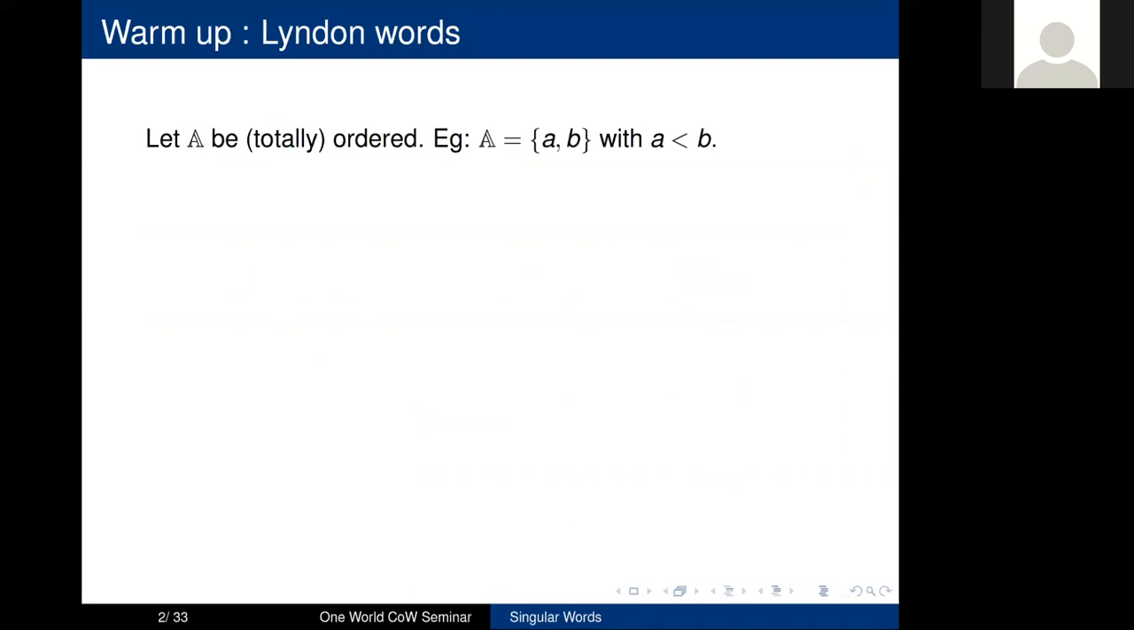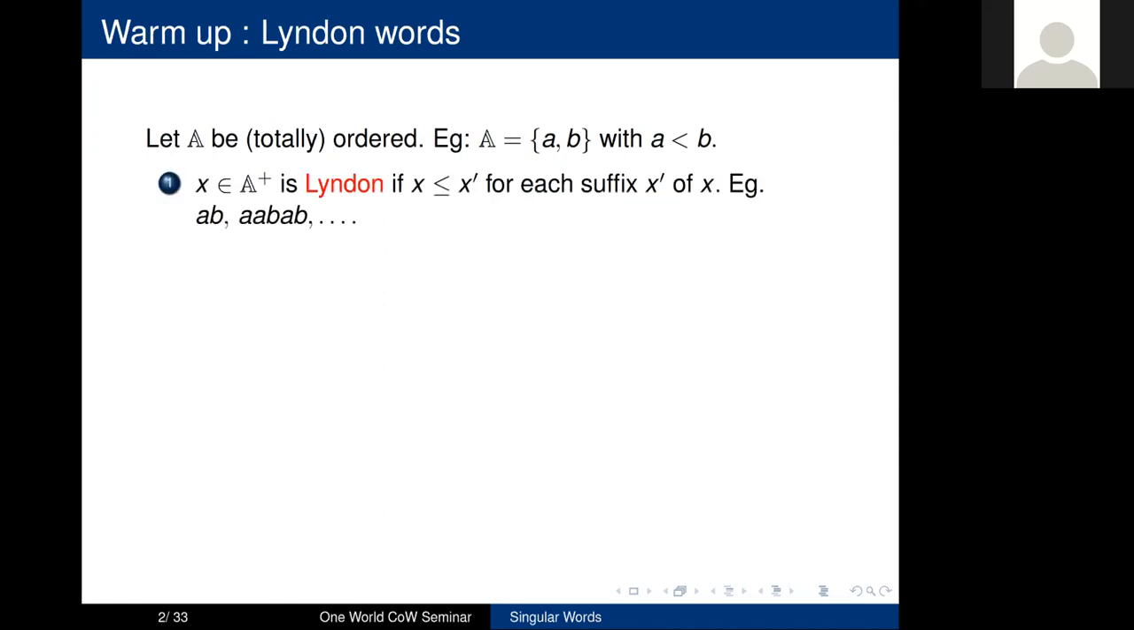So let me start with a warm-up exercise, and I think it'll become clear why I'm doing this in a few moments. I'm going to start by reminding you what a Lyndon word is. In order to define Lyndon words, you need your alphabet to be linearly ordered. I'm only going to be taking examples from a binary alphabet, so A less than B. A finite word X is Lyndon if and only if X is smaller than each of its suffixes. Here's a couple of examples of Lyndon words.